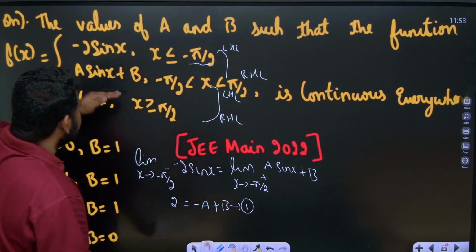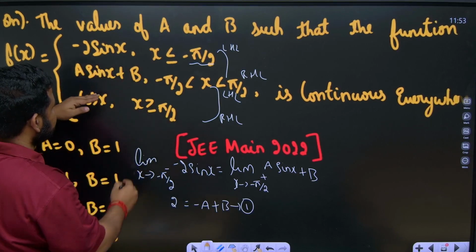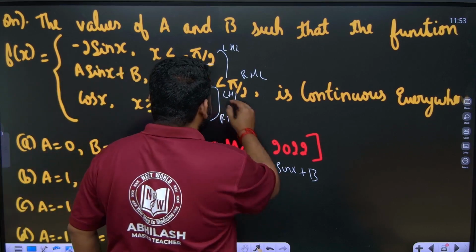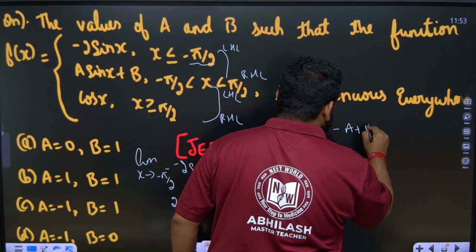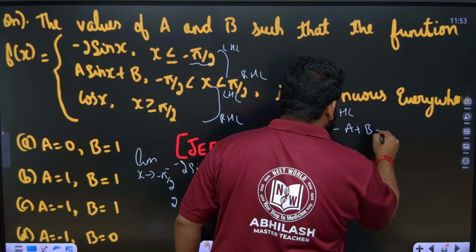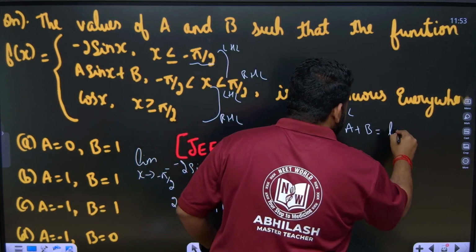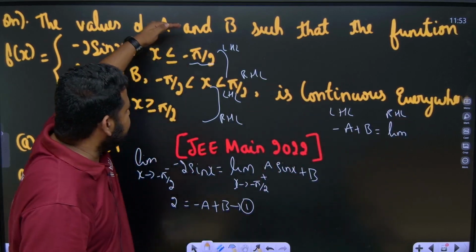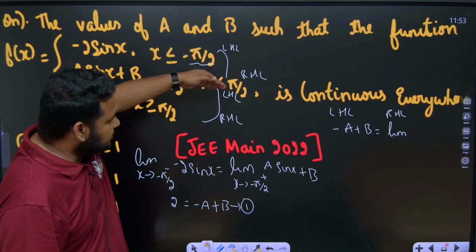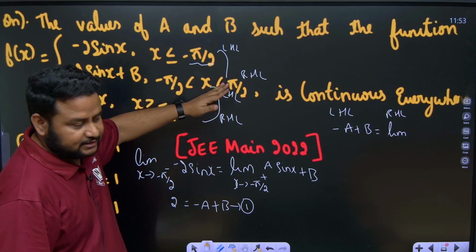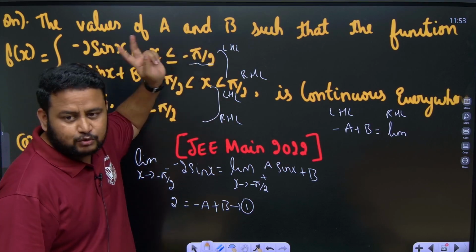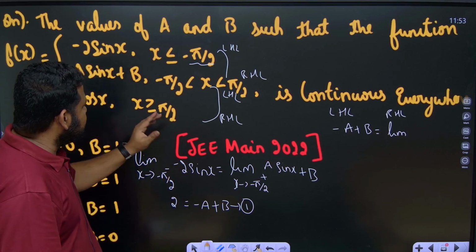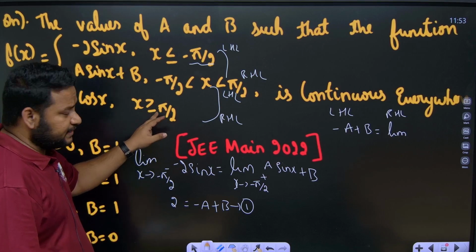Now let me consider this and this. Here already I got minus a plus b. This is LHL, minus a plus b. Now, this limit is RHL. I told initially itself, first I will consider this as LHL, then RHL. Then this will become LHL, then RHL. Two equations I get, because to find a and b, I need two equations. Now, this is x tends to pi by 2, not minus, just pi by 2.